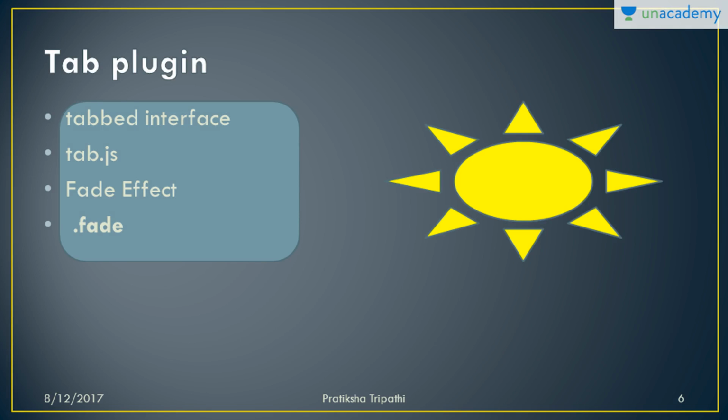Then we have the tab plugin. Tab plugin means if you go from one tab to another tab, you have tabular navigation, and for this you have to use tab.js. In tab plugins you have a feature known as the fade effect. What does this fade effect do? A fade effect is used for adding a fade to each tab pane. It is a property that can be added to different tabs.